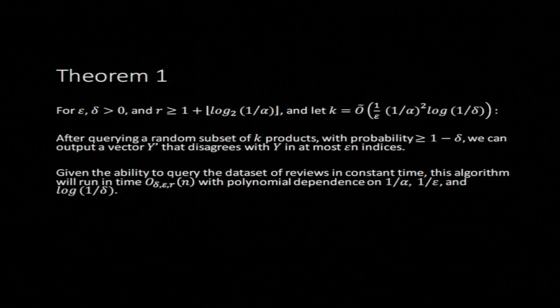Okay, so more formally, this means that for some accuracy epsilon and confidence delta, and r's we've described, we're going to have our constant k be dependent on epsilon, alpha, and delta, but not on n. And after querying these k random products, we're going to, with confidence 1 minus delta, be able to output an approximation to y that's going to differ from the actual vector y in only epsilon n coordinates. And additionally, our algorithm is going to run in near linear time.